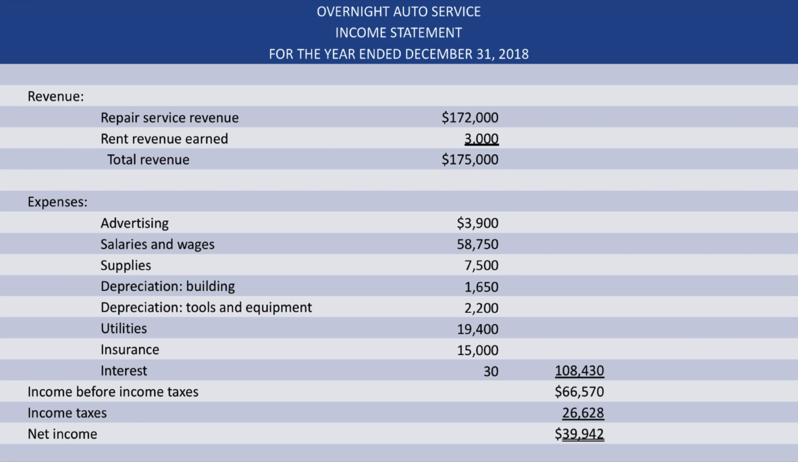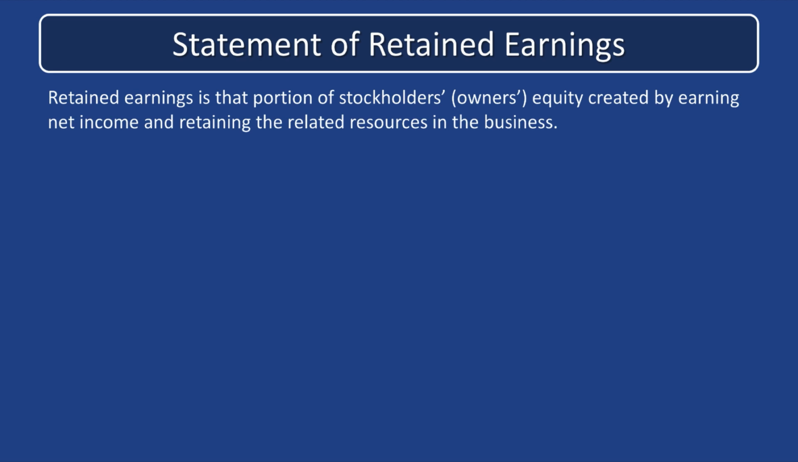Here is the income statement of Overnight Auto Service for the year ended December 31, 2018. Retained earnings is that portion of stockholders' or owners' equity created by earning net income and retaining the related resources in the business. The resources retained from being profitable may include, but are certainly not limited to, cash. The statement of retained earnings summarizes the increases and decreases in retained earnings resulting from business operations during the period.